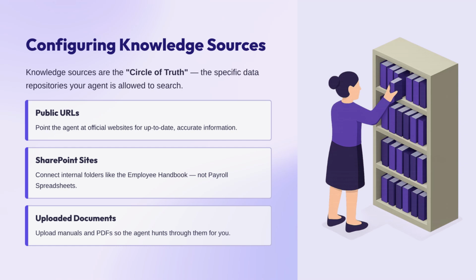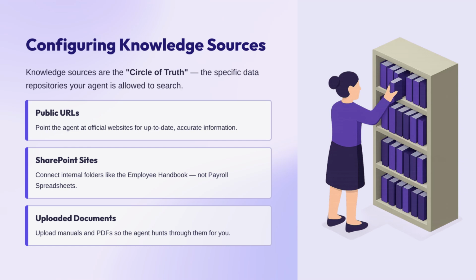You have probably noticed at the office how dangerous it is when a new person just guesses an answer because they don't have the manual. Knowledge sources ensure our agent never has to guess. Let's break this down together. We are defining the circle of truth for our AI.